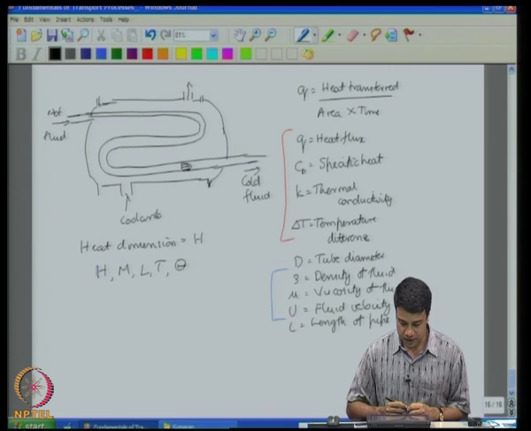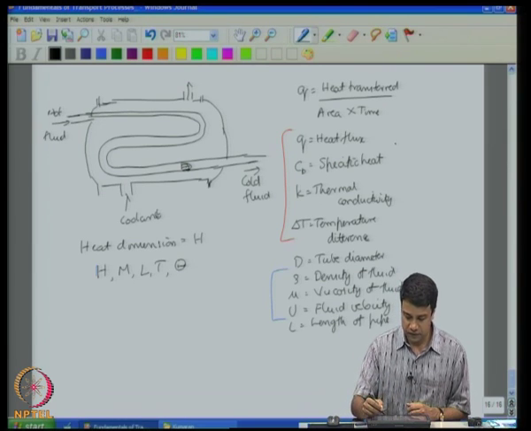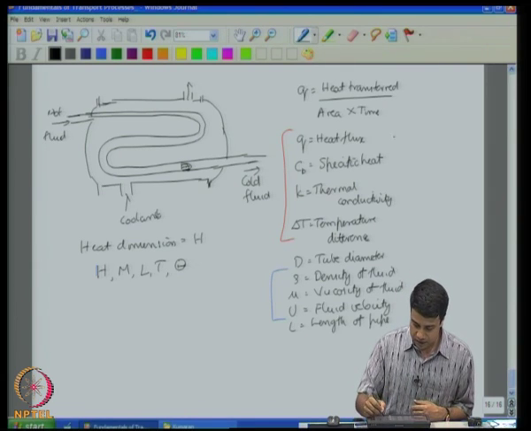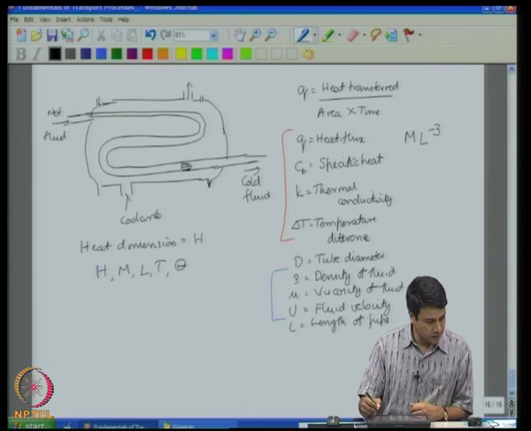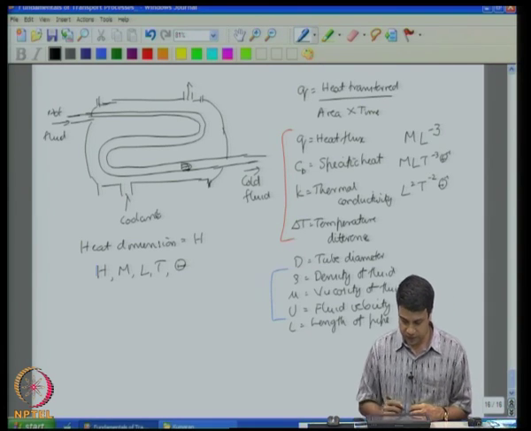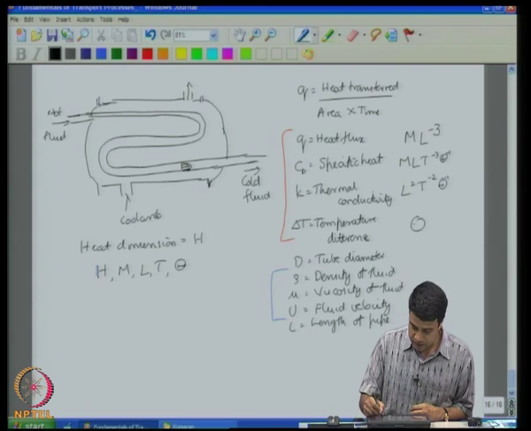Now, if I were to write the dimensional variables in terms of the fundamental units as I did in the last class, what I would write is that Q is equal to m L power minus 3. The specific heat is equal to m L T power minus 3 theta inverse. The thermal conductivity is L square T power minus 2 theta inverse. Okay. The temperature difference has units of theta.